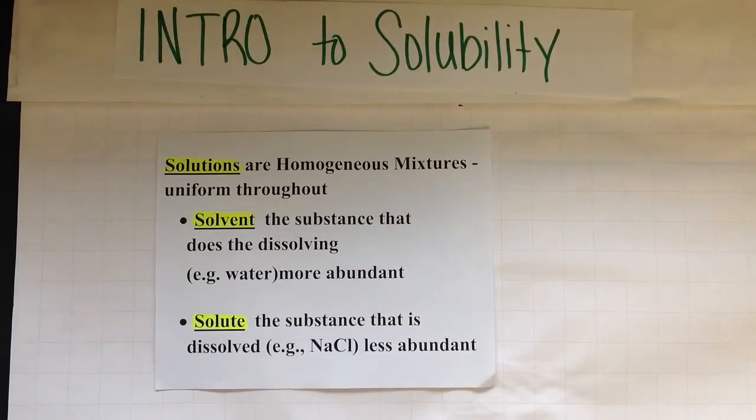A solution is made up of two parts, a solvent and a solute. Remember, the solvent is the substance that does the dissolving. For example, water. It's usually the one that's more abundant, the bigger one. And then the solute is a substance that you're actually putting into the solvent. For example, sodium chloride. You're adding sodium chloride into water. Sodium chloride is a solute, water is the solvent.